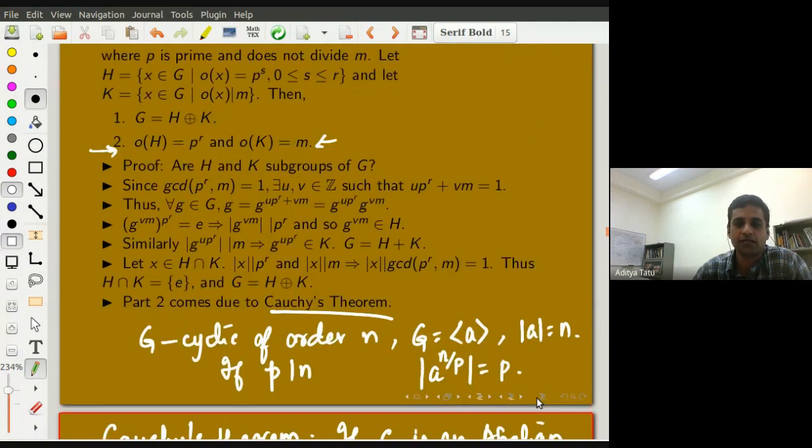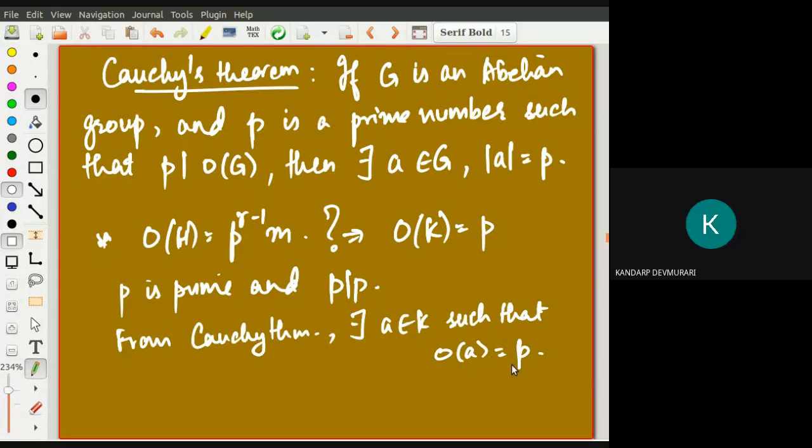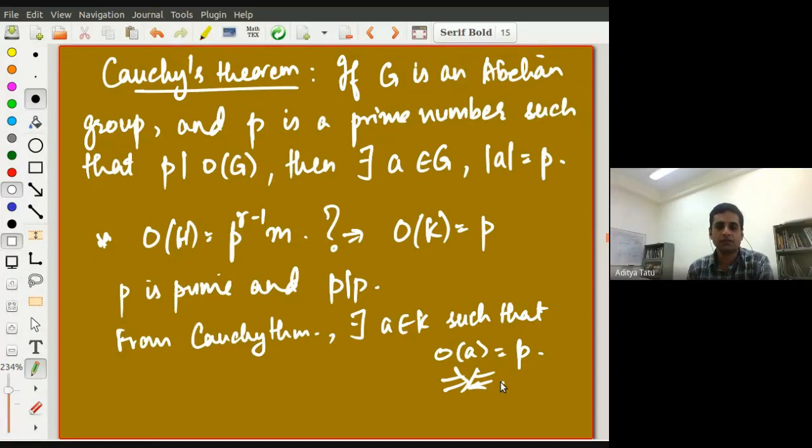What is the definition of K? The order of any element of K must divide m. But if the order of an element is p, can it divide m? No. This is a contradiction. So that is why the order of H has to be p to the power r and the order of K has to be m.